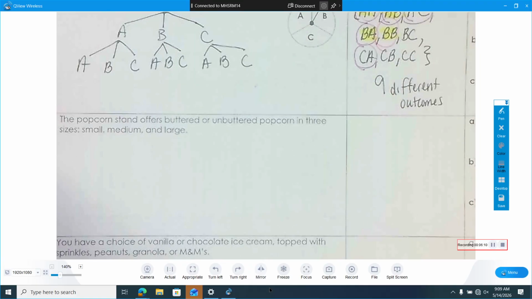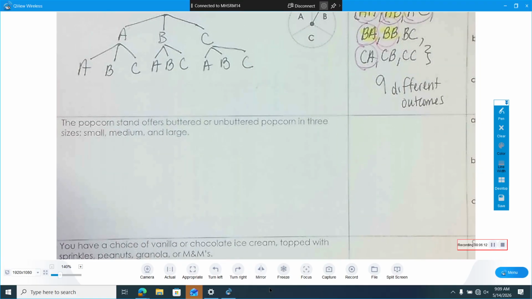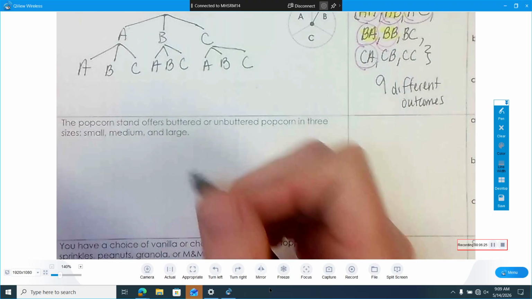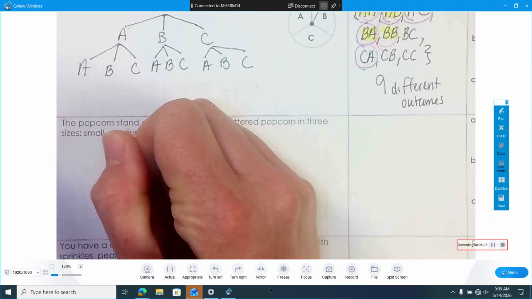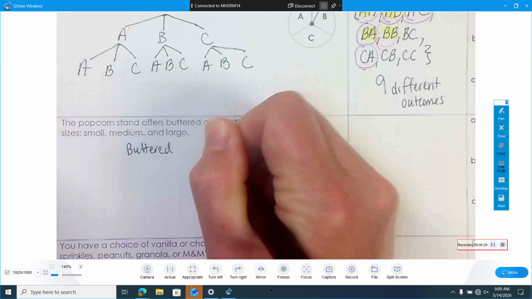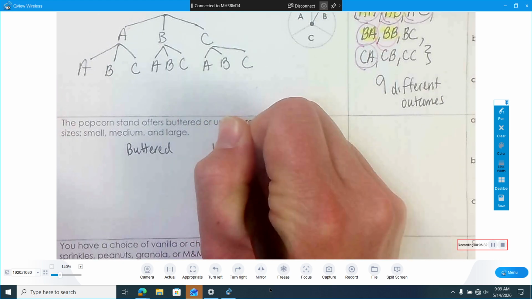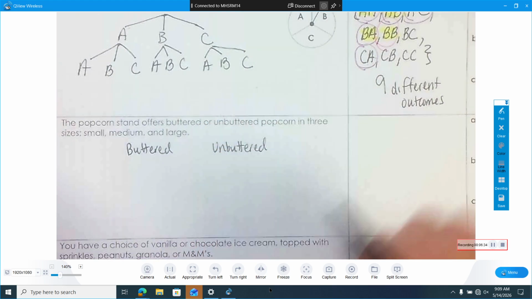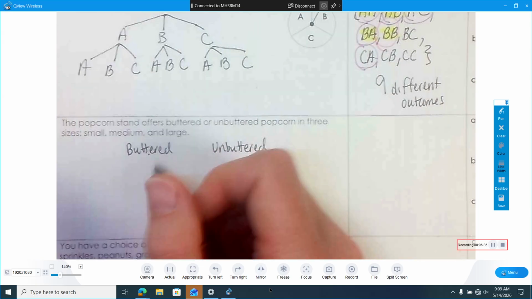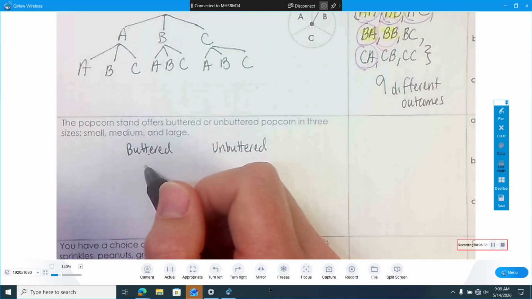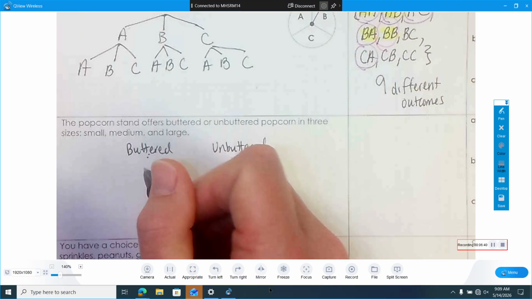The popcorn stand offers buttered or unbuttered popcorn in 3 different sizes, small, medium, and large. All right, so you go up to the popcorn guy and you're like, I'll take some. What do you say, buttered or unbuttered? Buttered? Yeah, buddy. All right, buttered or unbuttered? All right, now we chose buttered because who wouldn't? And from there, what size do we get?